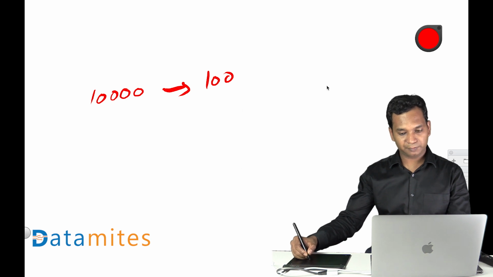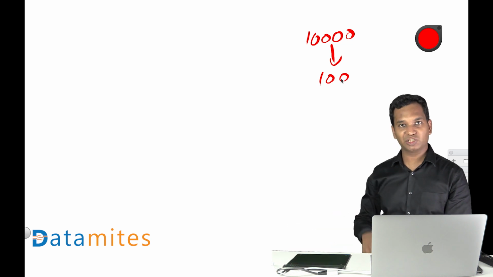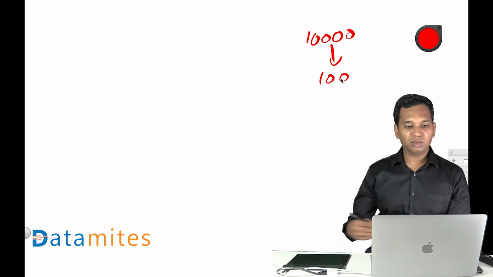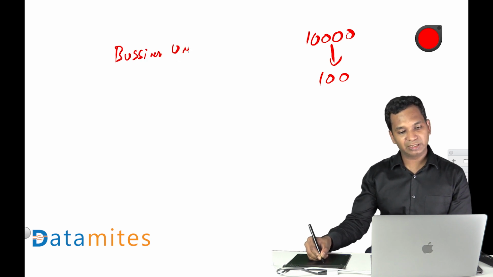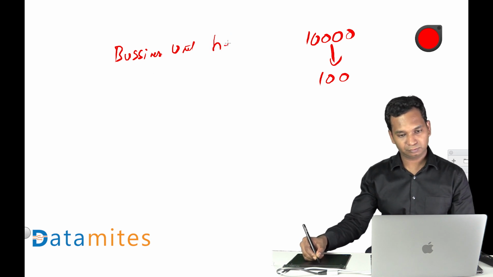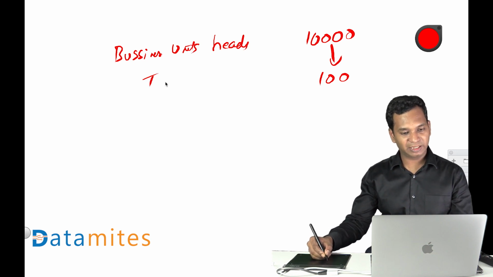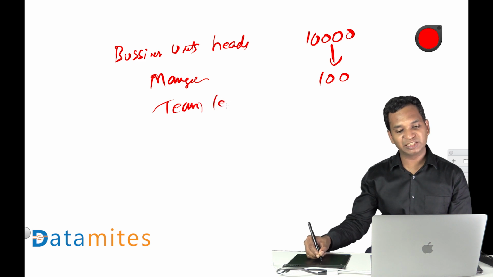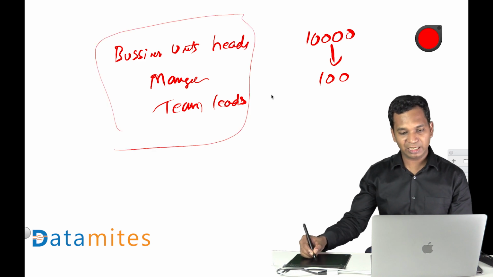So there are 10,000 employees, and I would like to take 100 from the 10,000. I decide to call all the business unit heads, unit heads, and all the team leads, team managers, senior managers, and managers. Basically, I would like to call all the people who are managing the business at different levels, and let's say they constitute this 100.